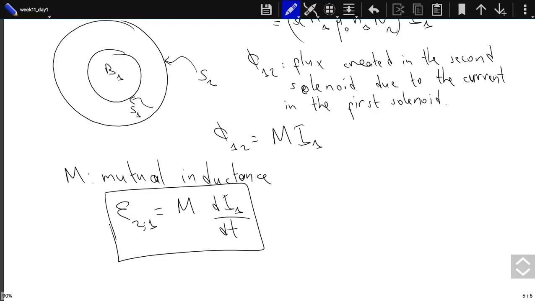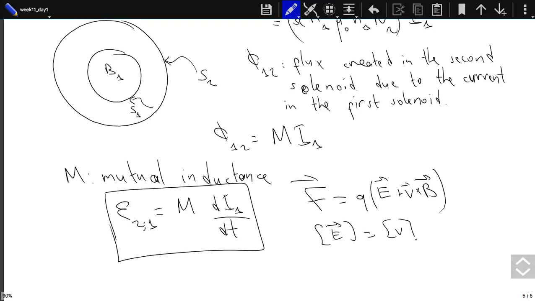Yes, let's see. Force is equal to Q times E plus V cross B. So the unit of E is equal to unit of V times unit of B. They don't have the same units. You cannot compare their magnitudes.